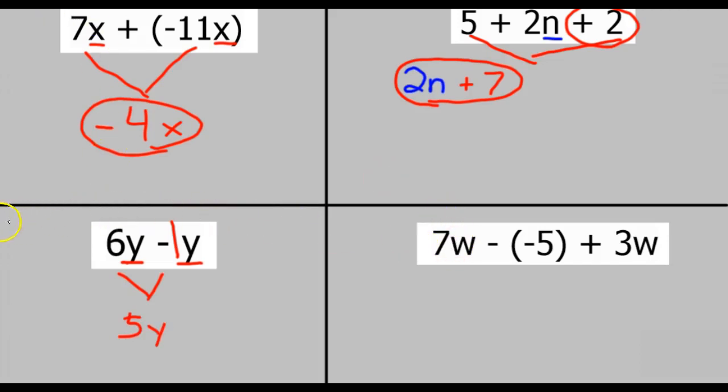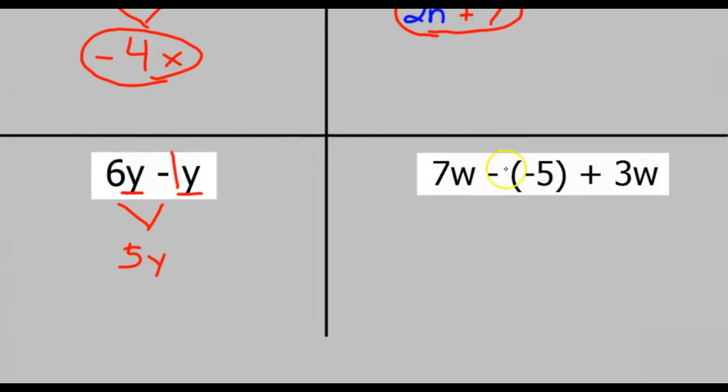Our last problem on this side says 7w minus a negative 5 plus 3w. So I'm looking for the same endings. First I'm going to start with my variables. I look and see w. Do I see any other w's in my equation? Oh, we have one right there. So we always take what's in front of the second term. So I'm doing 7w plus 3w. So 7 plus 3 gives me 10. I keep the w, and I bring what's left down.